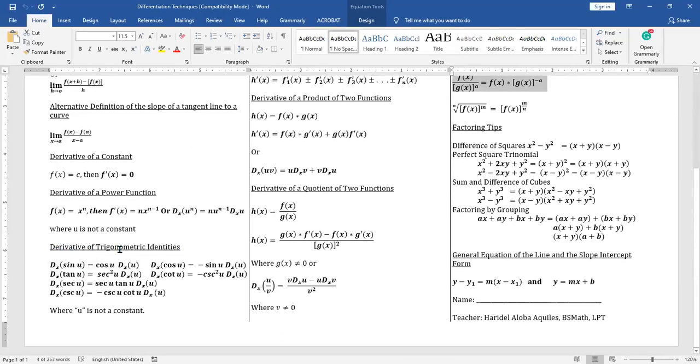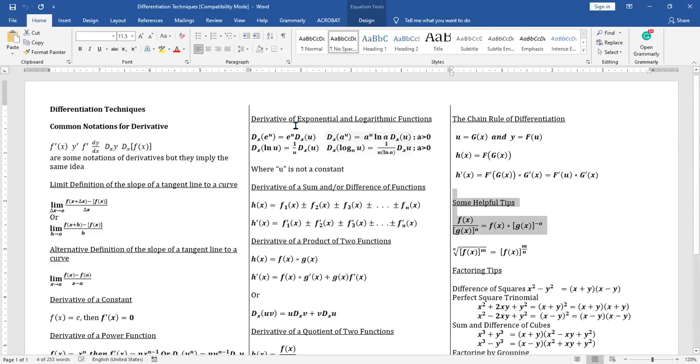So before I do the derivative of trigonometric identities, we're going to do the derivative of exponential and logarithmic functions. If you notice, this was familiar, guys, I think you see this in the book. This means the same thing, huh?